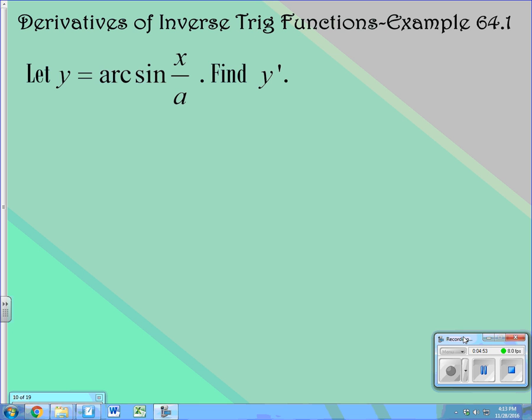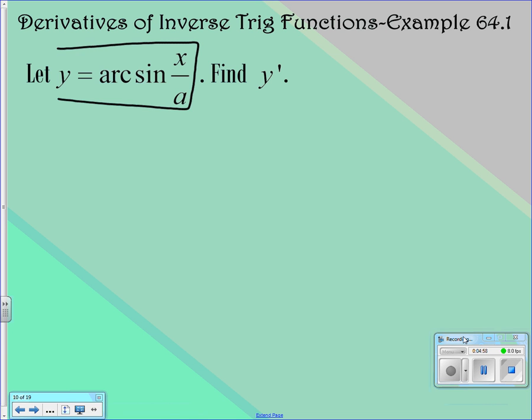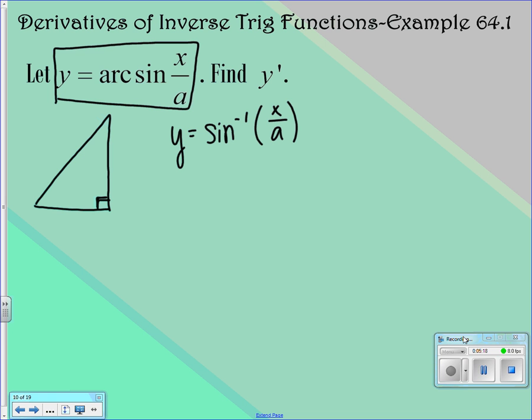So the first thing that we're going to do is draw the triangle that is given by this right here. And so it looks like a right triangle because that's what we use whenever we have sine, cosine, and tangent. Now, y equals sine inverse, because arc sine and sine inverse are the same thing. Y equals sine inverse of x over a. We can rewrite that as the sine of angle y equals x over a.